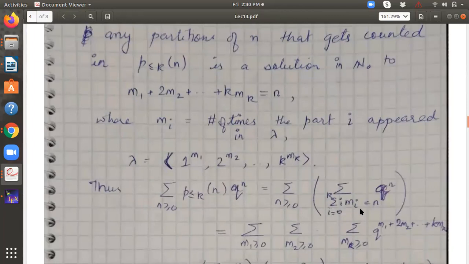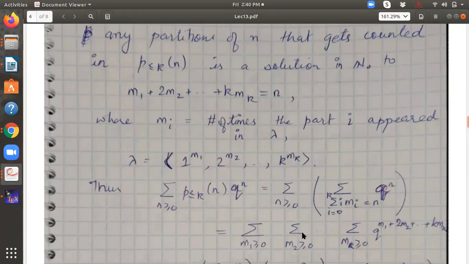Putting this particular thing equals n, so both these summations together actually give you this individual summation, m1 greater than or equal to 0, summation m2 greater than or equal to 0. So you basically have, also the dots are not visible here, there are dots here. So you have the product of all of these summations, okay, and q raised to this particular n. So n inside is actually m1 plus 2m2 and so on till kmk, correct?